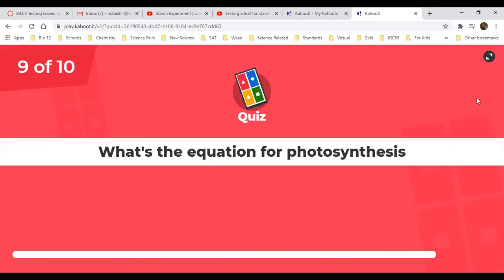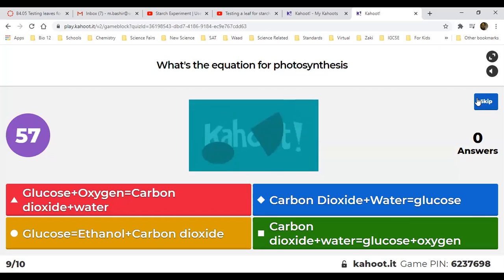What's the equation for photosynthesis? That is so easy. What are the 2 things which combine to make what? Red, glucose plus oxygen produces carbon dioxide and water. Second, yellow, glucose is equal to ethanol plus carbon dioxide. 3, carbon dioxide plus water makes glucose. 4, carbon dioxide plus water makes glucose plus oxygen. If somebody does this wrong, then I don't know how you're going to pass the exam. This is the easiest question.